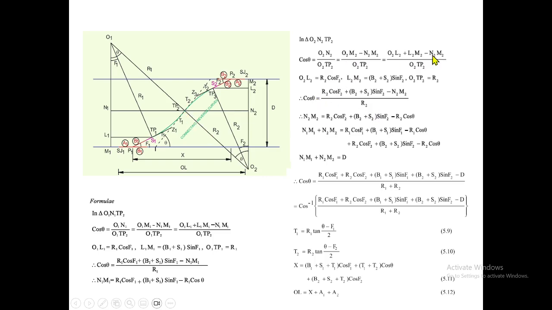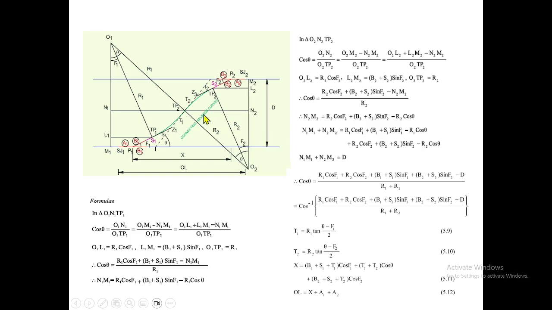So now we are substituting everything in the cos theta formula, and N2 M2 we are simply keeping as it is, and rewriting again. So N2 M2 equals how much? We are rearranging the equation and forming it like this. Once we know N2 M2 and N1 M1, this one and this one, adding them we will be able to get D.